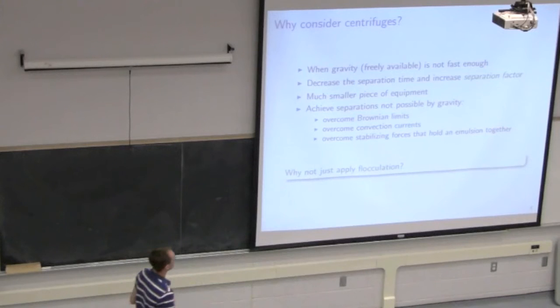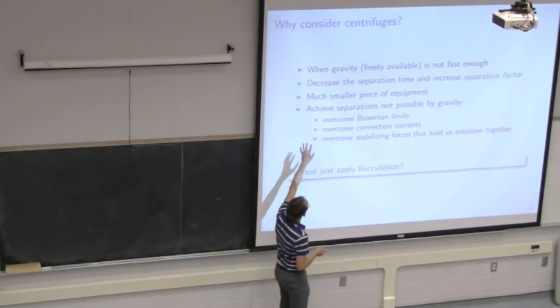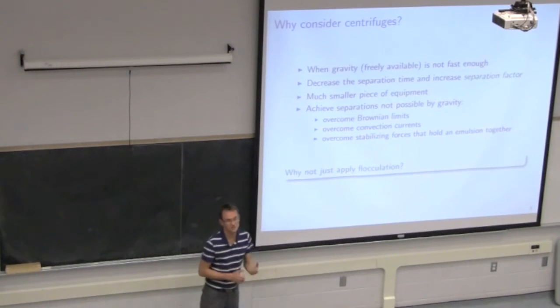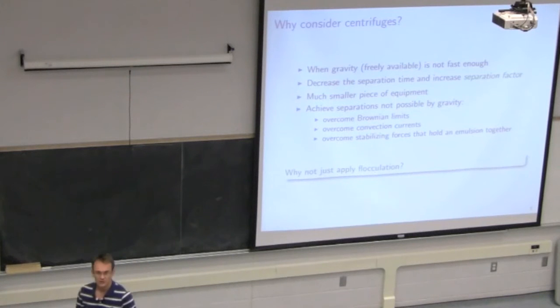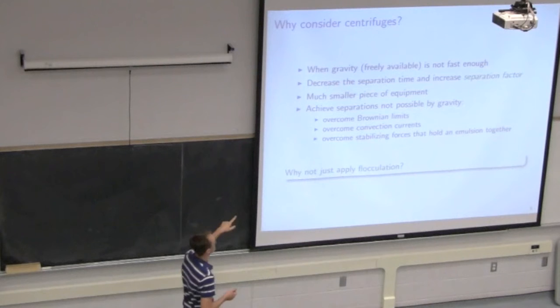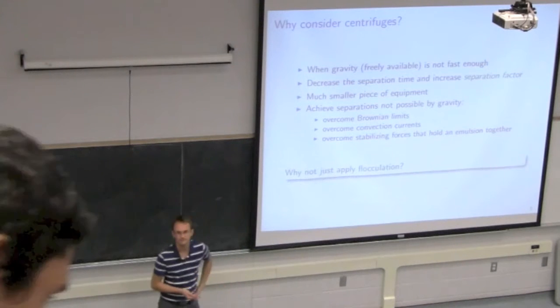So the question here is, for these systems that rely on small particle sizes to be separated from the fluid, why don't we just flocculate the system and then use sedimentation, which is free after that? So recall, flocculation simply brings smaller particles together into an agglomerate. We get a larger diameter particle that separates out much faster. So if we're dealing with very, very small particles, why don't we just flocculate them and then use free sedimentation?